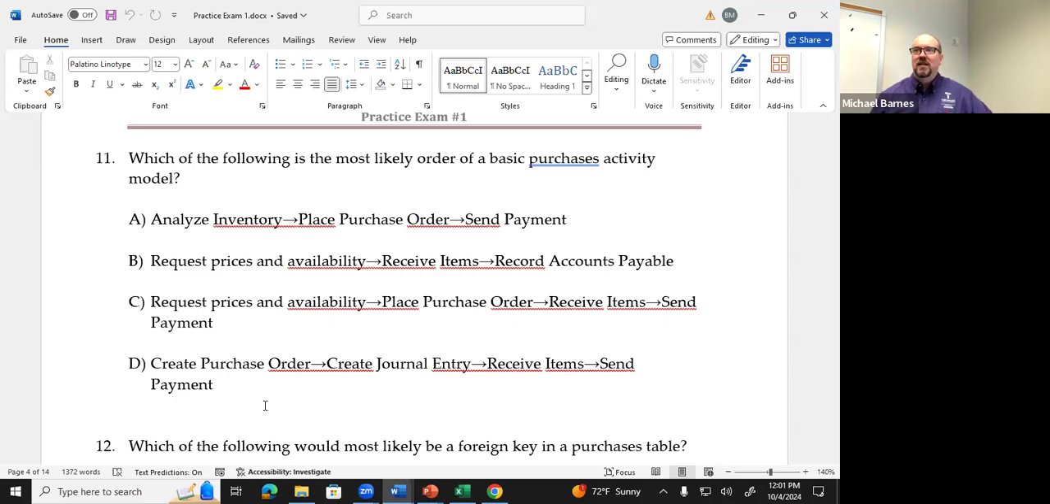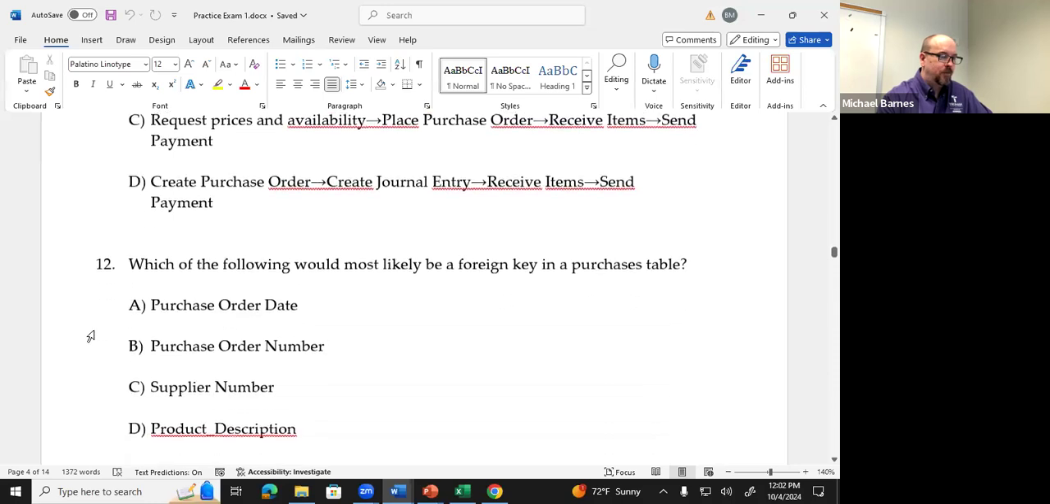What do you guys think about C? I like C, but let's look at D just in case. Create purchase order, create journal entry, receive items, send payment. Do we create the journal entry before we receive the items? No, those need to be transposed. We receive the items, then create the journal entry. So C is the only one that's intuitively sensible.